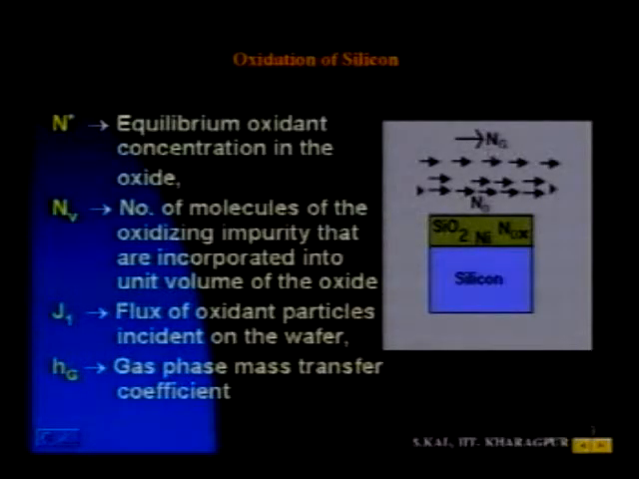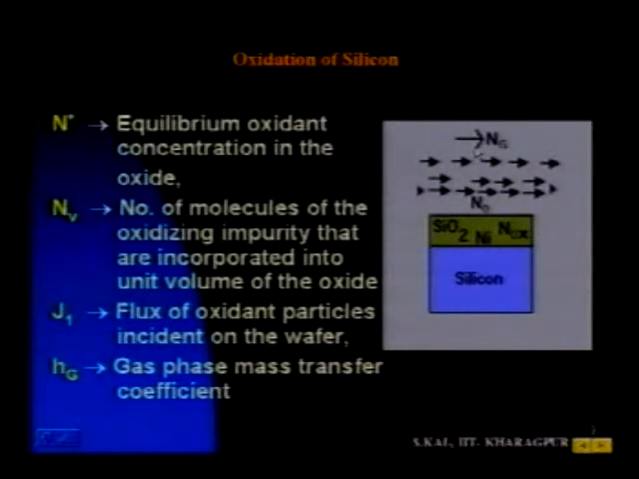J1 is the flux of oxygen particles incident on the wafer. Here is the Ng and here is the N naught. Flux means the number of particles crossing per unit area per unit time, that is the definition of flux, and that is defined by J1. J1 is proportional to the difference Ng minus N naught; depending on the Ng and N naught difference, J1 will be decided.